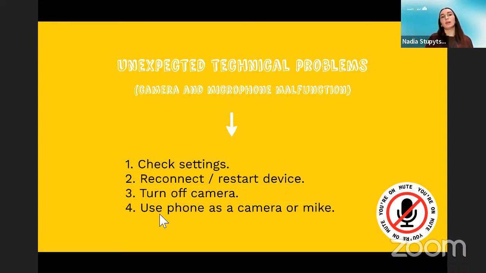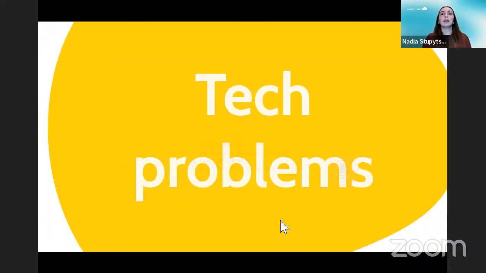And the last one, it's to download Zoom and use your phone as a camera or as a microphone. So just join as a participant, and one gadget will be for managing the online lesson, and the second will work as a camera or microphone.